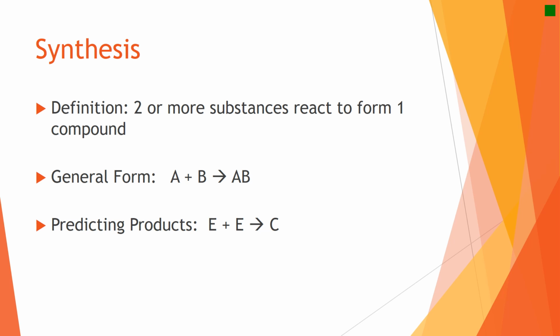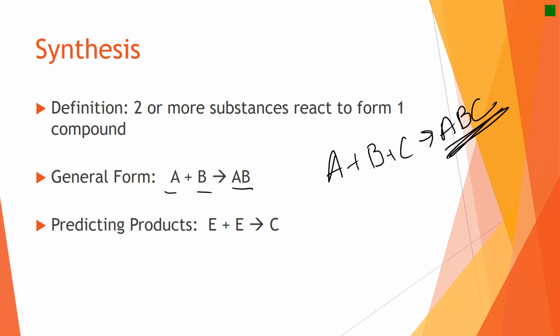Synthesis reactions. If you think of a synthesizer, it's where 2 or more things are coming together to make one thing. So like one music composition or whatever. Typically, you'll see A plus B go to AB in this class. Sometimes if we're just expecting you to identify, you might see A plus B plus C goes to ABC. The key about this is that you're only producing one thing.